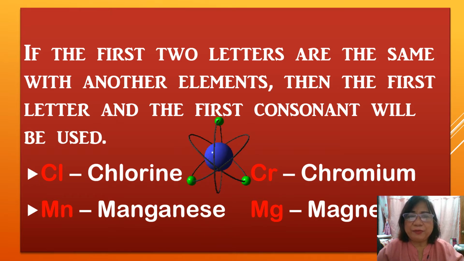If the first two letters are the same as those of another element, then the first letter and the first consonant will be used. Cl, chlorine. Mn, manganese. Cr, chromium. And Mg, magnesium.